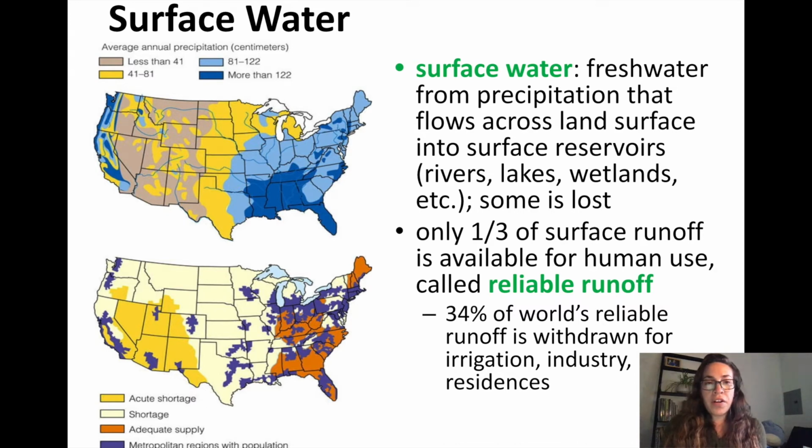So we have a fair amount of precipitation in the eastern part of the United States, and we don't see that many shortages in the eastern part of the United States, even in areas where we have high metropolitan populations. In the Midwest, in the Great Plains, and into the western states, the pattern is a little bit more challenging. We don't have as much annual precipitation. We see a shortage, and in some cases an acute shortage of water in these areas.